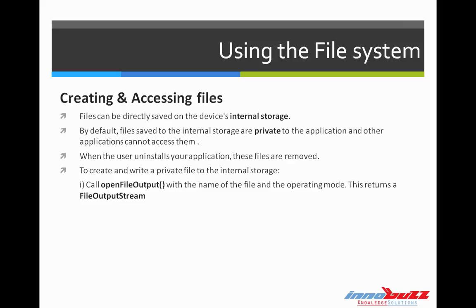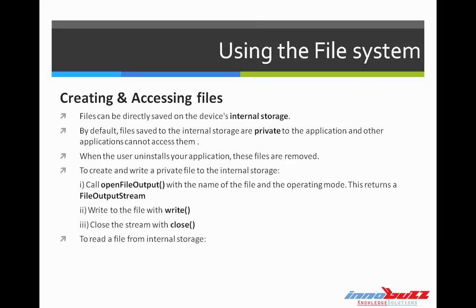Call openFileOutput method with the name of the file and the operating mode. This returns a file output stream. Write to the file with the write method. Close the stream with the close method.